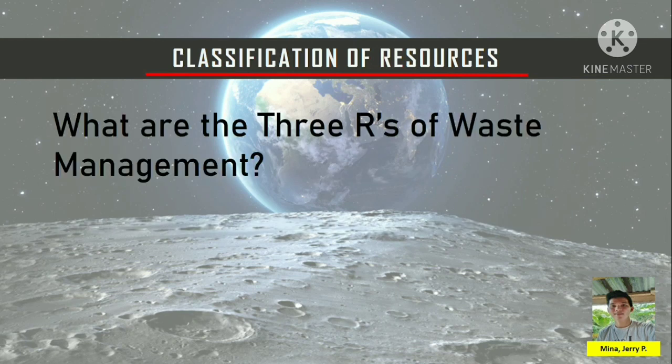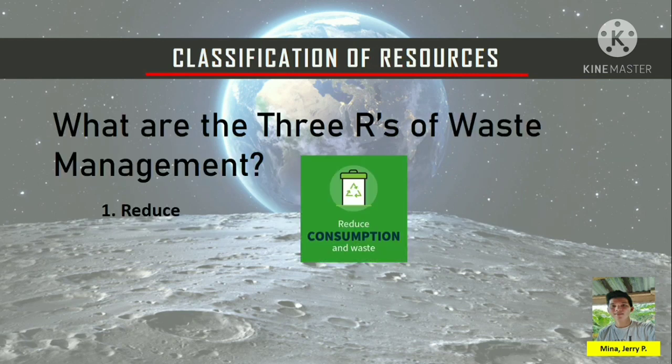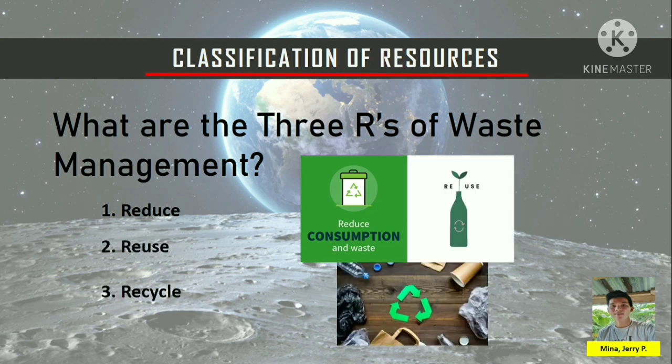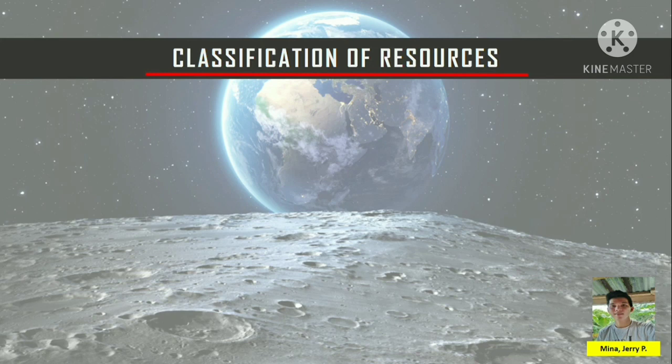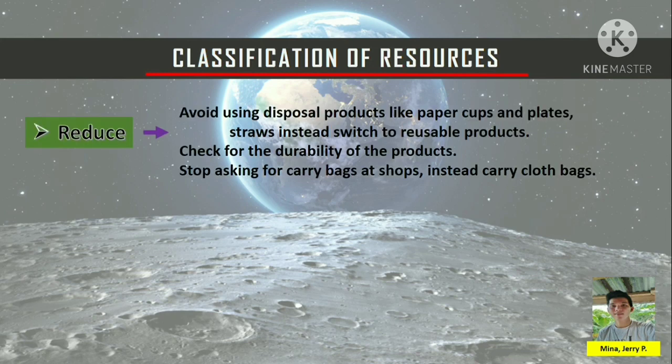What are the three R's of waste management? Number one, reduce. Number two, reuse. Number three, recycle. Reduce: avoid using disposable products like paper cups and plates and straws. Instead, switch to reusable products. Check for the durability of the products. Stop asking for carry bags at shops, instead carry cloth bags.